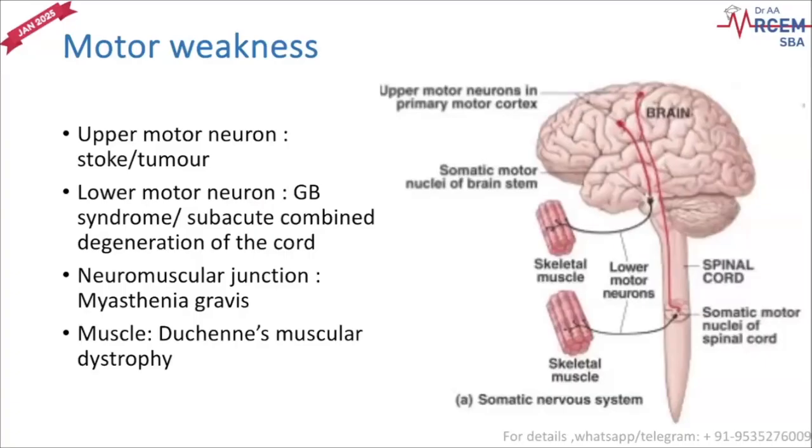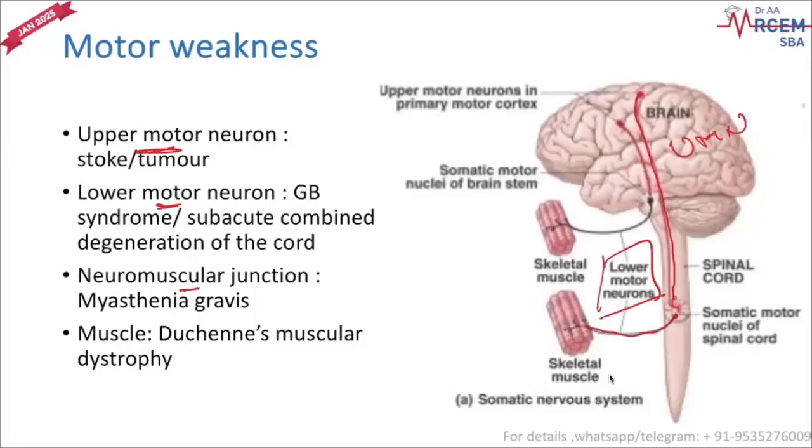Motor weaknesses might be because of an upper motor neuron involvement, or it might be because of a lower motor neuron involvement, or it might be somewhere in the neuromuscular junction. Upper motor neuron is basically a neuron which is coming right from your brain to your spinal cord. That is an upper motor neuron, UMN. From your spinal cord, it is going to the muscle. This neuron is known as lower motor neuron.